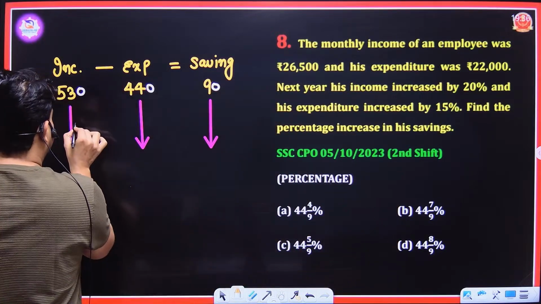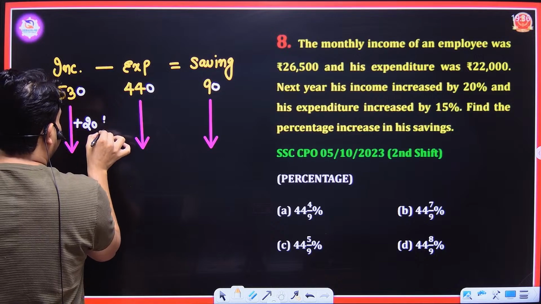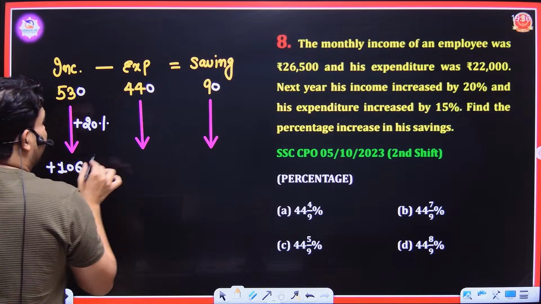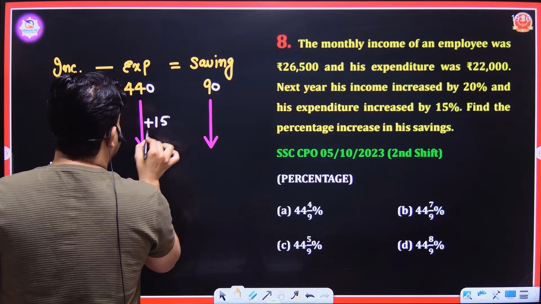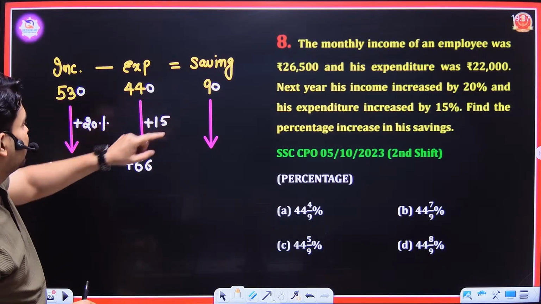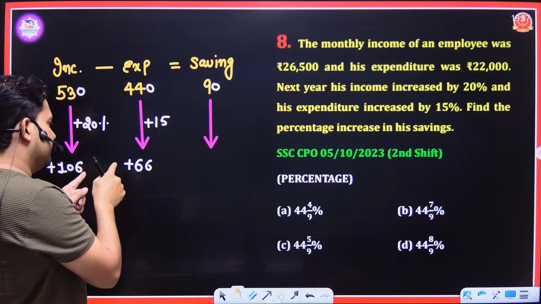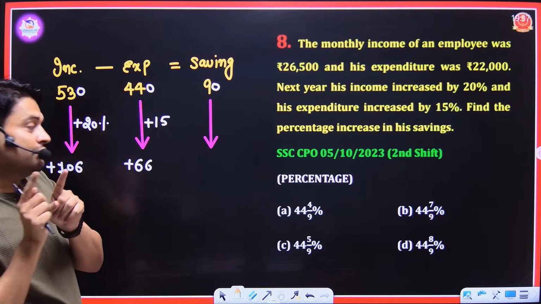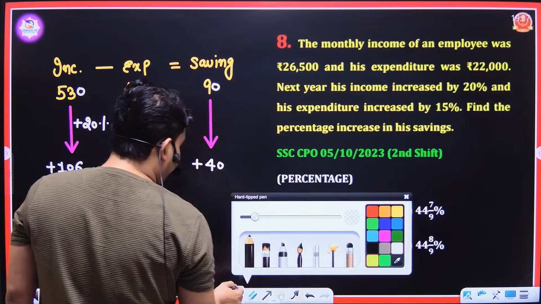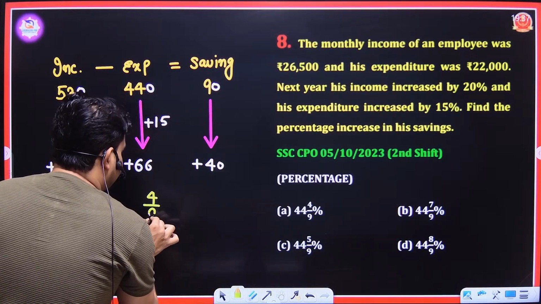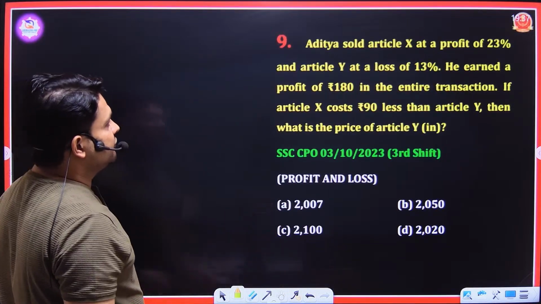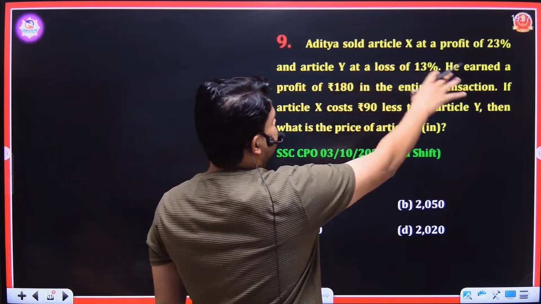My income is increased by 20%. So 20% of 530 is 1 by 5, which means income is increased by 106. Expenditure is increased by 15%, which means it is increased by 66. If income minus expenditure is equal to saving, then increment in income minus increment in expenditure will tell you the increment in your saving. So you have an increment of 4 over 9, and the fraction value of 4 by 9 is 44 and 4 by 9%.